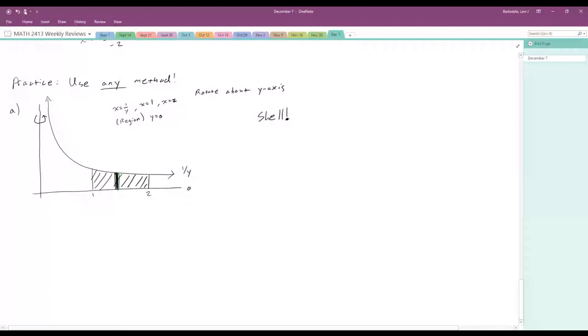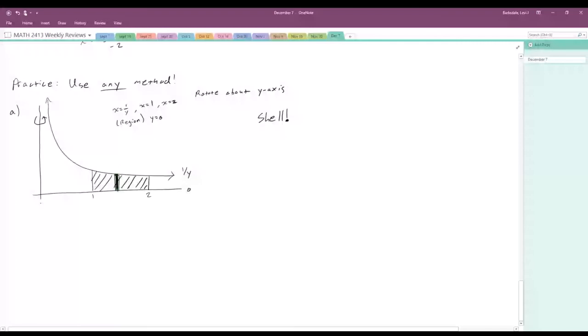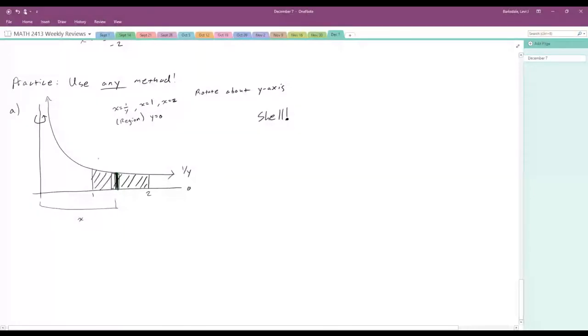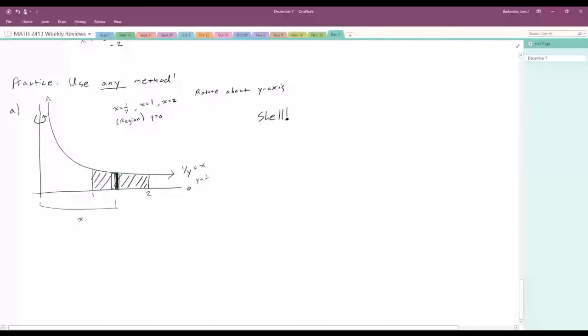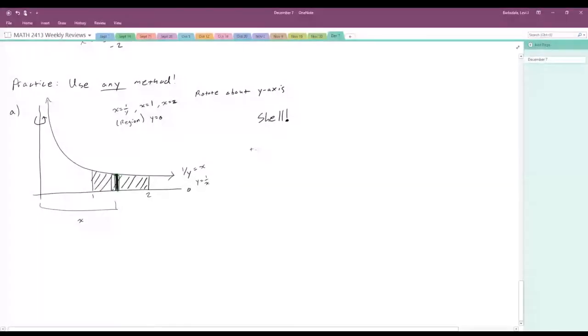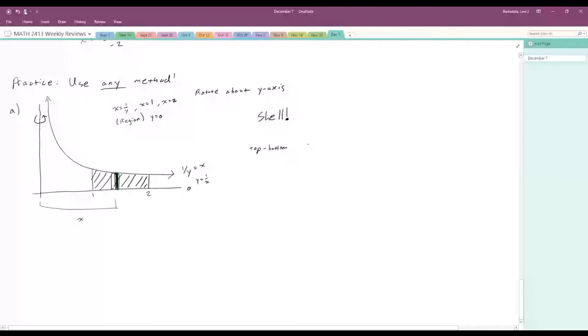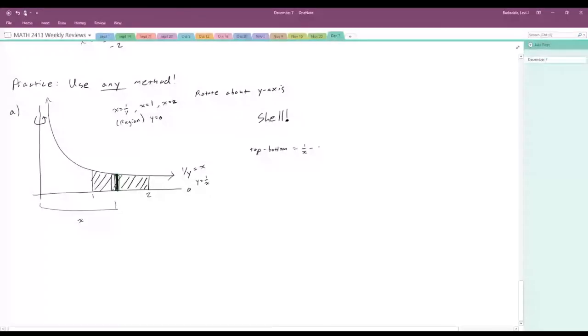All right. So to set up my shell method, I'm going to need the distance from here up till here, which is just my x value, and also the height here. And the height here is going to be my top curve, 1 over y, minus my bottom curve, 0. This is an x equals equation. I want it to be a y equals equation since everything needs to be in terms of x. So since x equals 1 over y, that tells me that y is also equal to 1 over x. And now I can take my top minus bottom, and that would be 1 over x minus 0, which is just 1 over x.